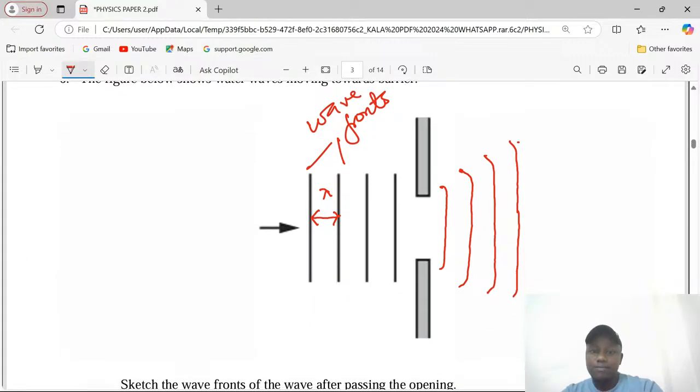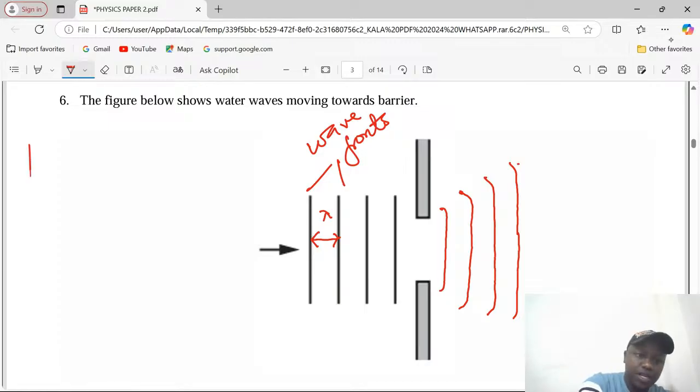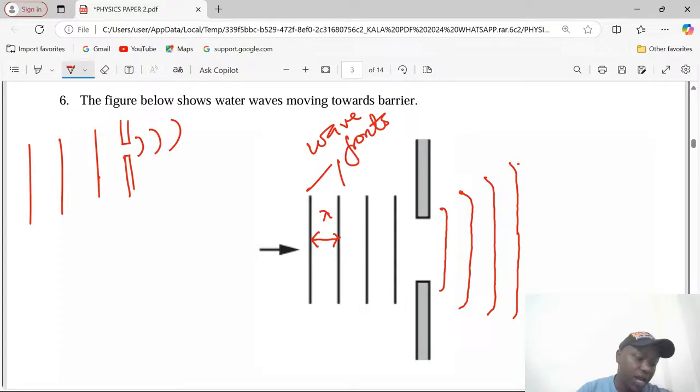Now, if the slit was too small for the wavelength, they would have become circular this way. If they were this way, then we have the slit being too small. They would have become circular, something like that. So please make sure that you don't confuse the two scenarios.